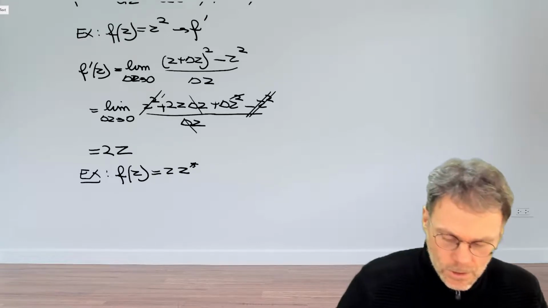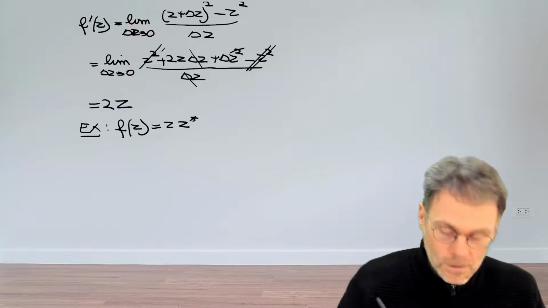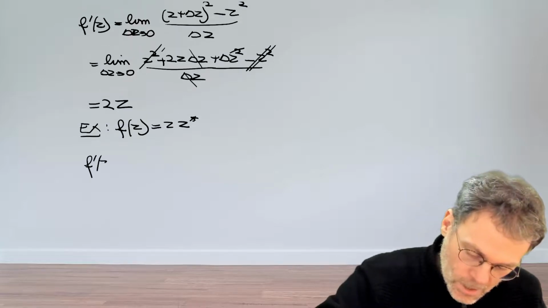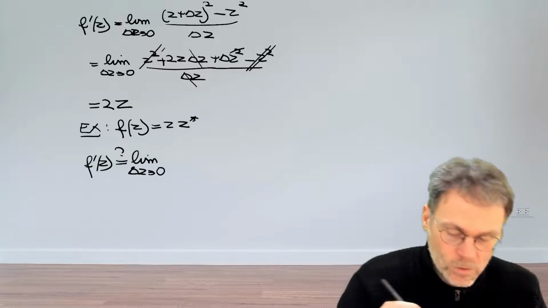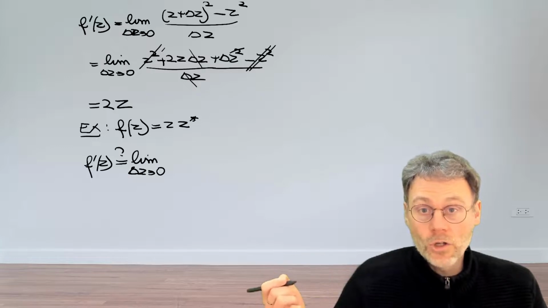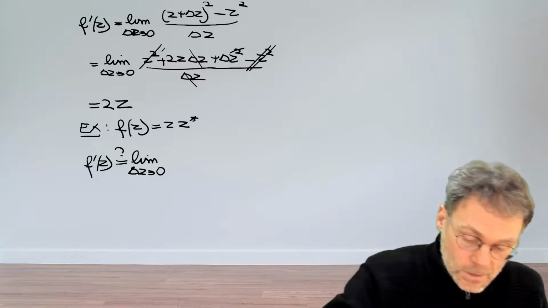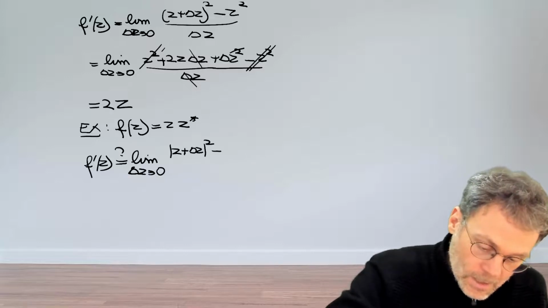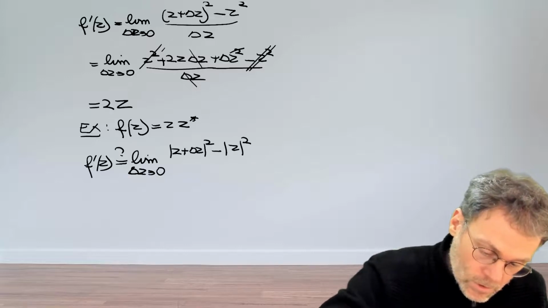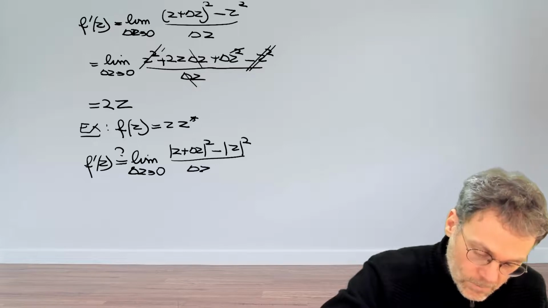Here things start to get a little bit more subtle because we would be tempted to say, okay, f of z, let's have a look at the limit of delta z going towards 0 of our function evaluated at z plus delta z. Now our function is just the modulus squared, right? And then minus the modulus squared of z divided by delta z.